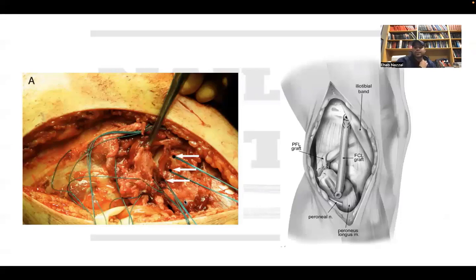So on the left of these figures, there's intraoperative imaging of a lateral capsular repair. They have suture anchors there, just demonstrating how they are doing the repair. And on the right is one of the pictures by Dr. LaPrade demonstrating the graft placement and restoration of the PFL and the FCL.